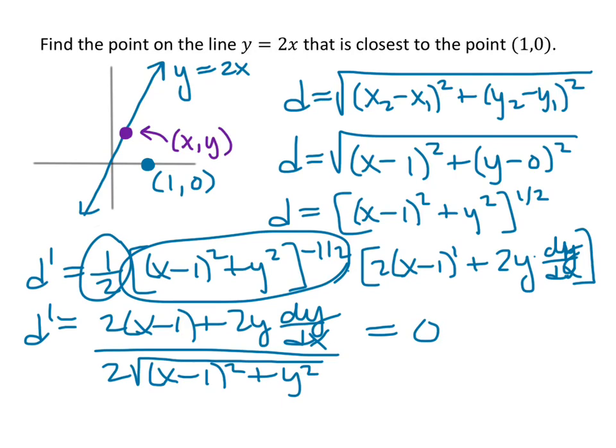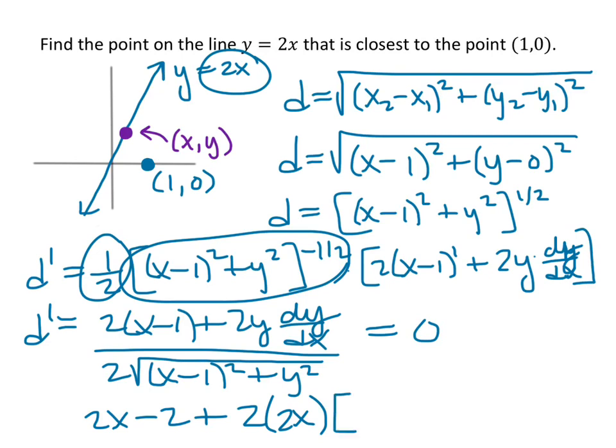So the numerator being 2 times (x minus 1), I will distribute the 2 there, call that 2x minus 2, plus 2 times y, but I want to rewrite y in terms of x since we know y equals 2x. I'm going to substitute 2x in place of that y, so we have only one variable we're working with. Then we want to multiply by dy/dx. We can find that as well. Since we know y equals 2x, the derivative of y with respect to x is equal to 2. So we can substitute 2 for that dy/dx.